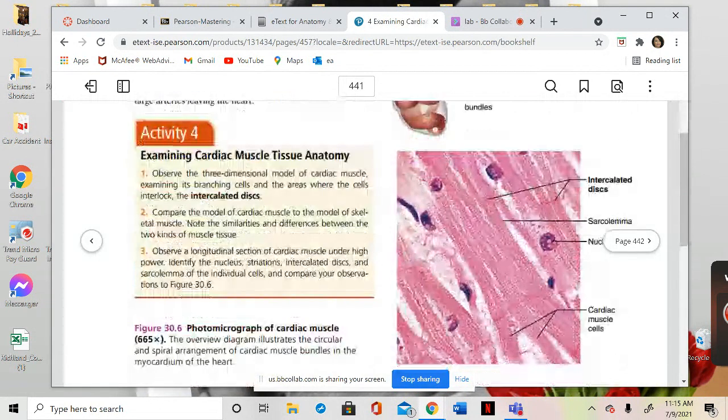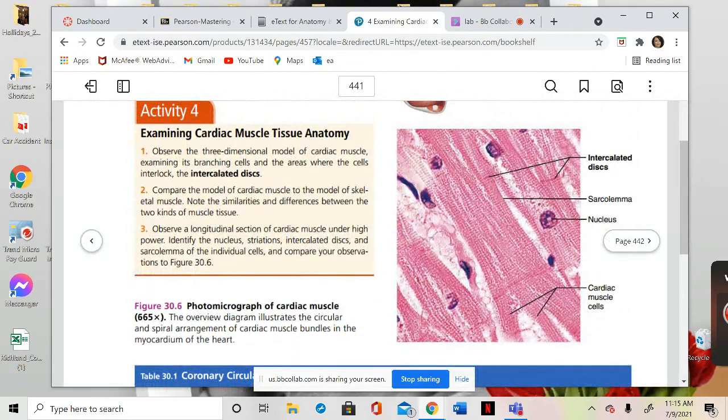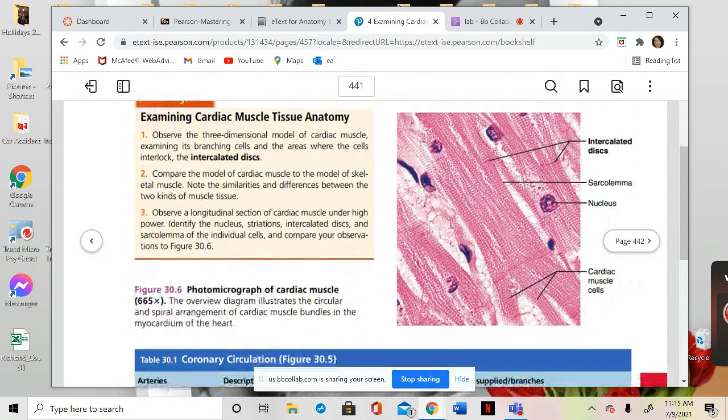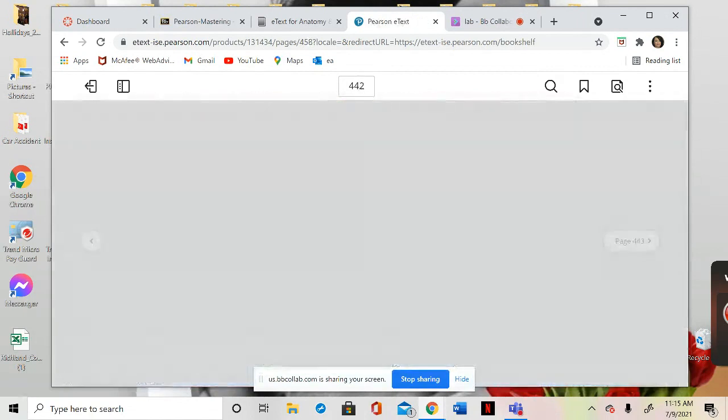You also get to have the histology of the cardiac muscle with the intercalated disc that separates two cardiac cells.